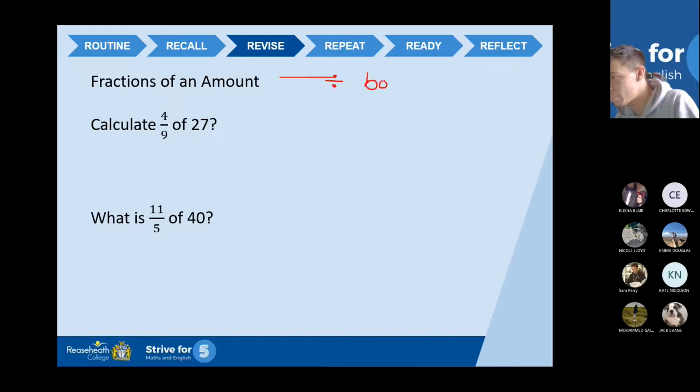Divide bottom. Okay. And then times top. I'm going to put that into action now with these two examples. So calculate 4/9 of 27.